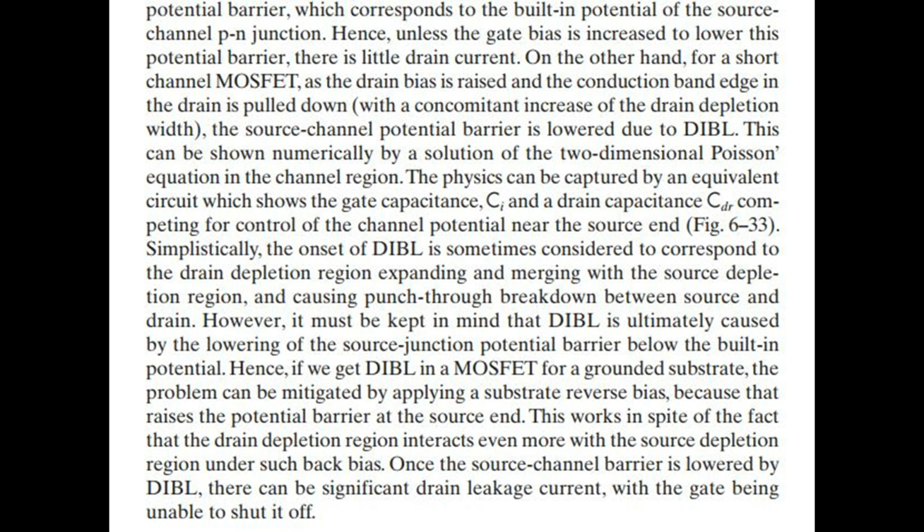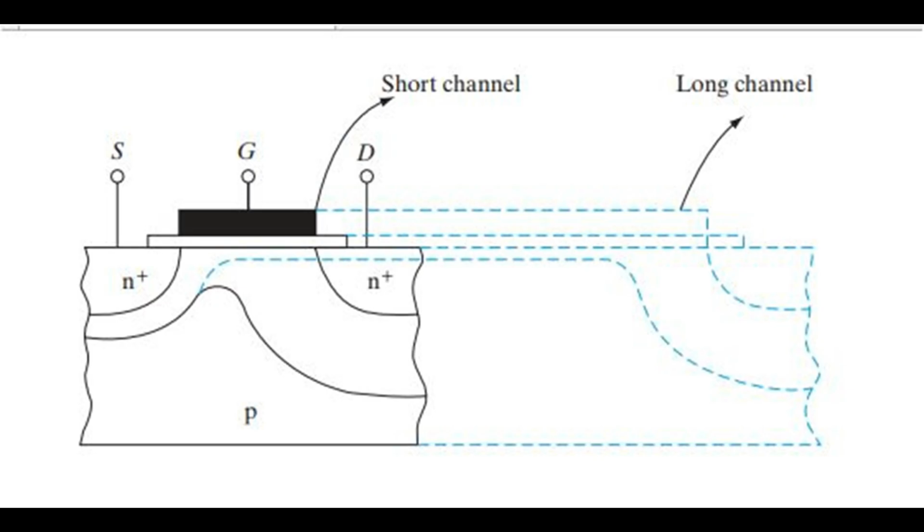Figure 644. Drain-induced barrier lowering in metal oxide semiconductor field effect transistors. Cross-sections and potential distribution along the channel for a long and short channel metal oxide semiconductor field effect transistor.